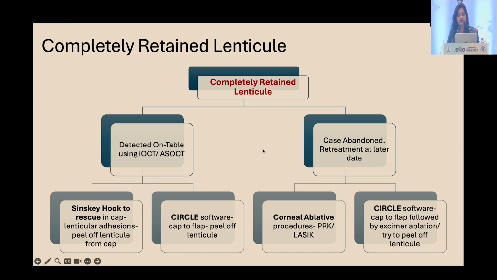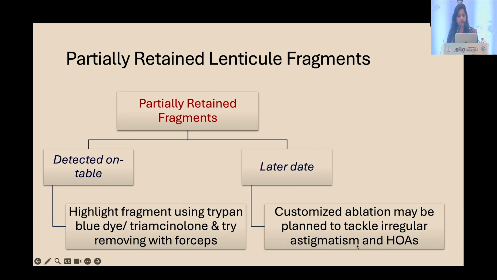Another option is that you could abandon the case, and this can occur especially if the cornea has become edematous because of excessive needling or excessive attempts to remove it. Then one can do a retreatment at a later date using a corneal ablative procedure such as PRK or LASIK, or else one can, in this eventuality, use CIRCLE software cap to flap followed by excimer laser ablation and then try to peel off the lenticule.